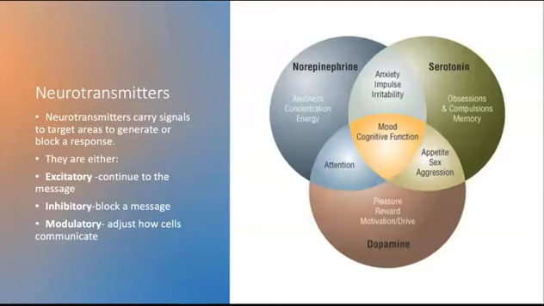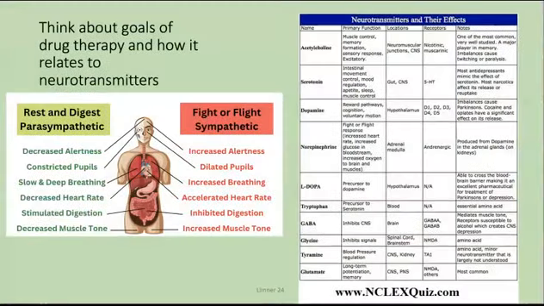As you go into drugs, if you're giving an agonist drug, then it's actually stimulating a transmitter. We're stimulating a response. If we're giving an antagonist or a blocker, then we're trying to block that response of that neurotransmitter. So I pulled this table from nclexquiz.com.